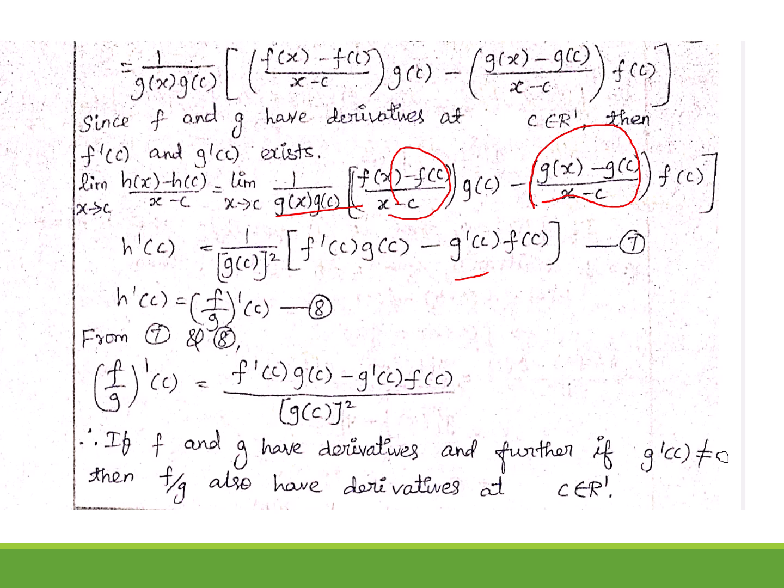From equations 7 and 8, (f divided by g) whole dash of c equals [f dash of c into g(c) minus g dash of c into f(c)] divided by [g(c)] whole squared. If f and g have the derivative, and further if g(c) is not equal to 0, then f divided by g also has the derivative at c belongs to R.